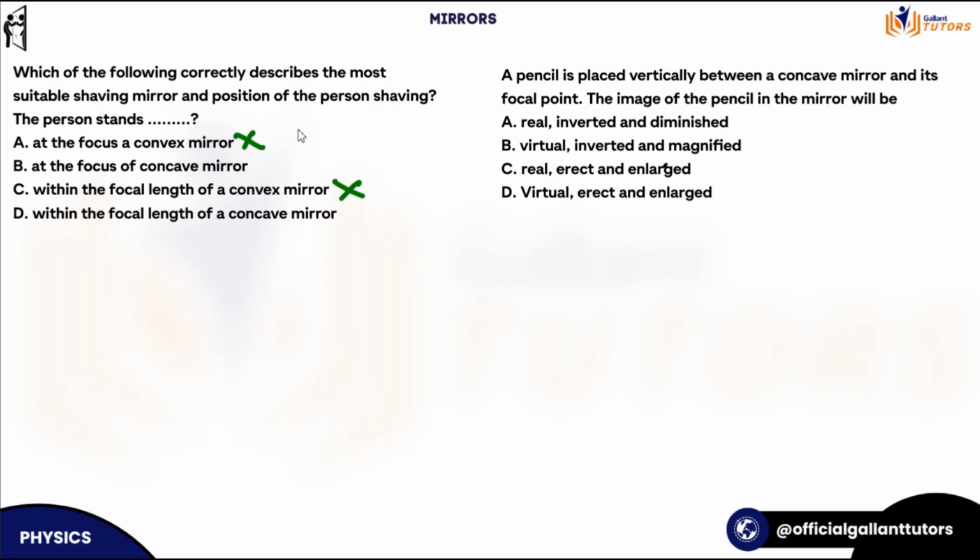Now, what does focal length stand for? Focal length is just from here. This is the principal focus, F. This is C. Now, from here to here is what?